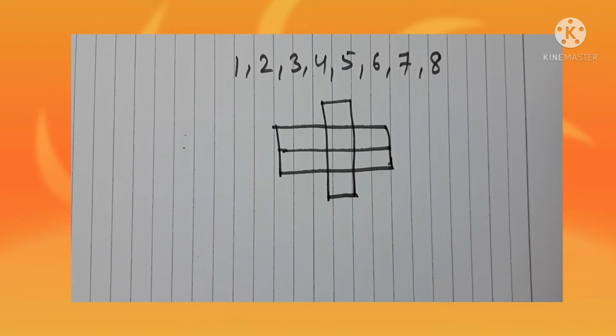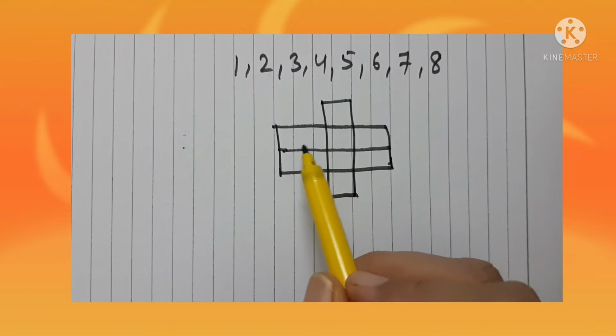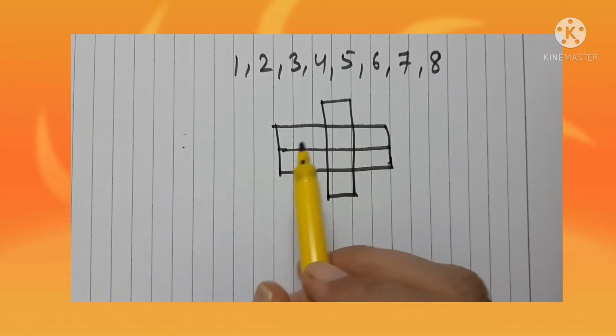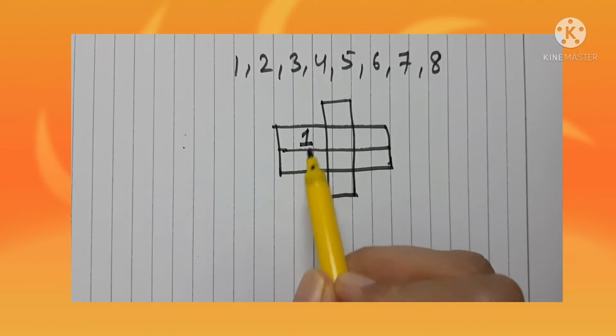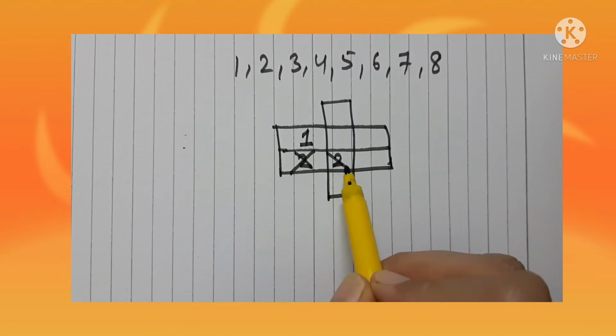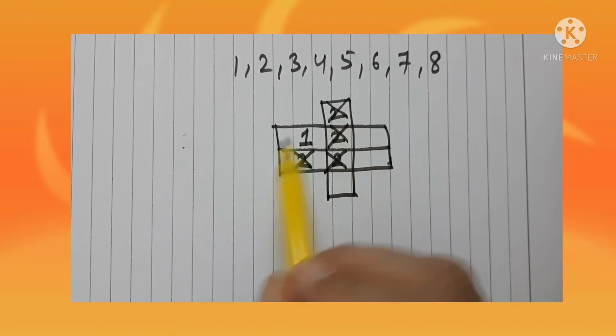And the challenge is 1 and 2 should not be adjacent to each other, either horizontally or vertically or even diagonally. What do we mean by that? If I place 1 here, this means I cannot place 2 here or here or here or here.